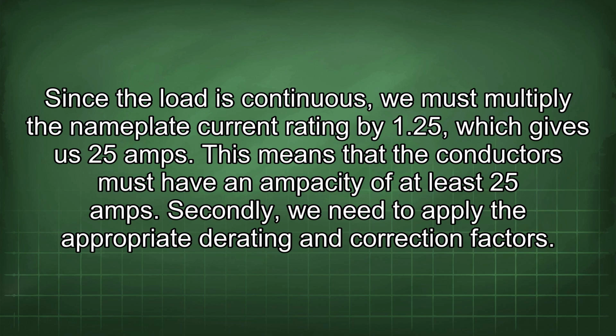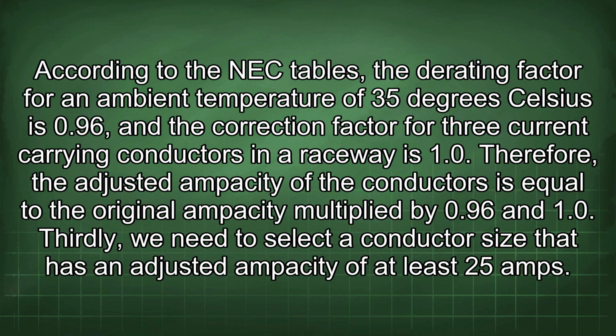Secondly, we need to apply the appropriate derating and correction factors. According to the NEC tables, the derating factor for an ambient temperature of 35 degrees Celsius is 0.96, and the correction factor for 3 current-carrying conductors in a raceway is 1.0. Therefore, the adjusted ampacity of the conductors is equal to the original ampacity multiplied by 0.96 and 1.0.